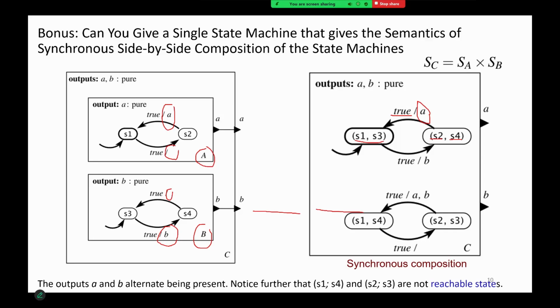Don't confuse yourself. The behavior of the synchronous means they are happening together, but according to this example only, the output is oscillating. Small a, small b, oscillating. Is it clear? Okay, great. Thank you. And I wrote here SC equal the Cartesian product from SA to SB. And S1 and S4 and S2 and S3 are not reachable states. You cannot reach them if you start from the initial condition.